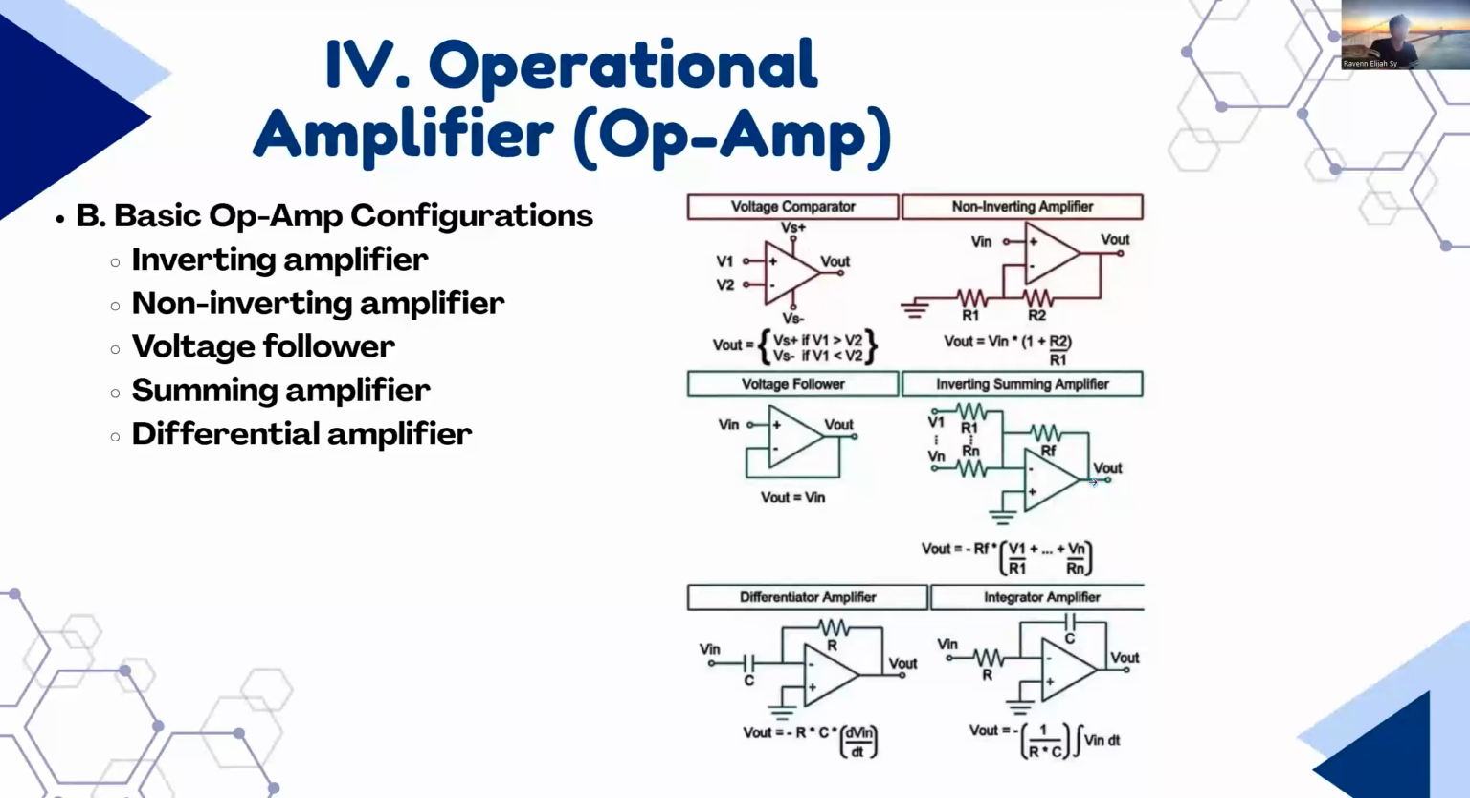Lastly, the differential amplifier. Inputs are applied simultaneously to both the inverting and non-inverting terminals. The circuit amplifies only the voltage difference between the two inputs while rejecting any voltage common to both.